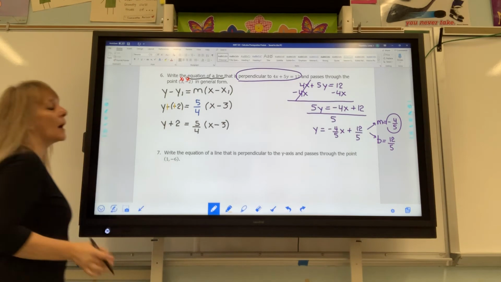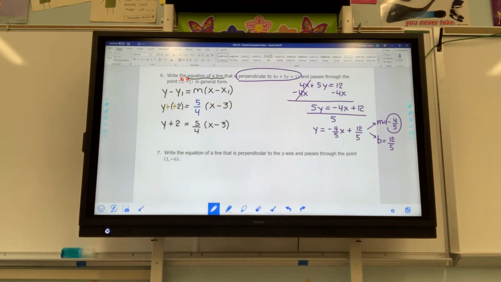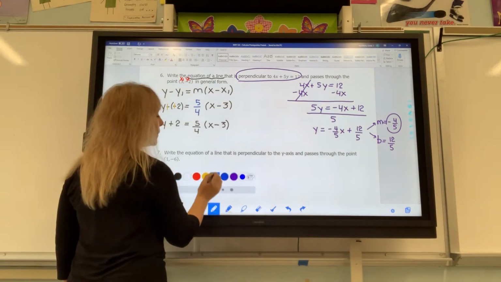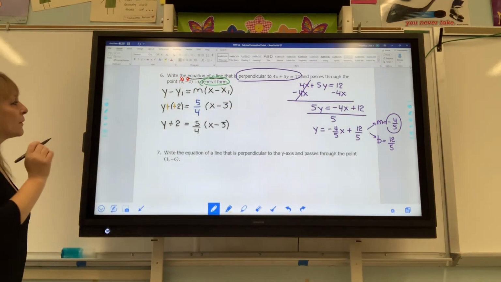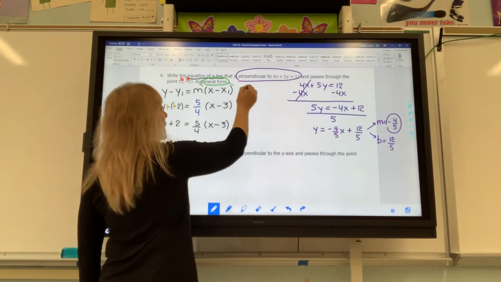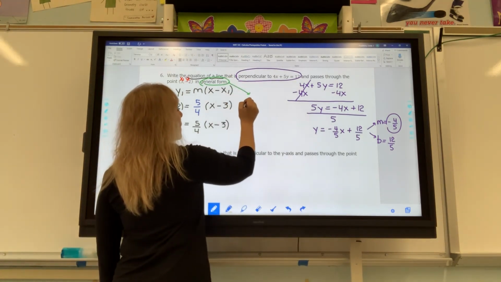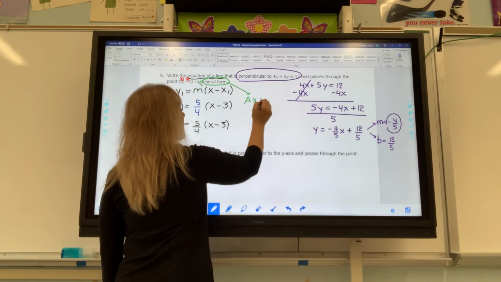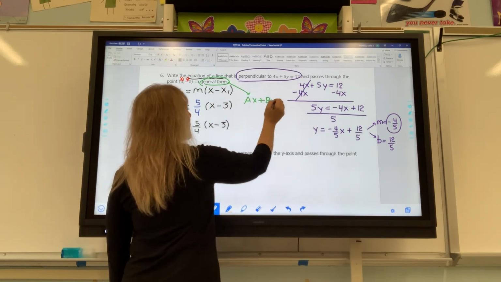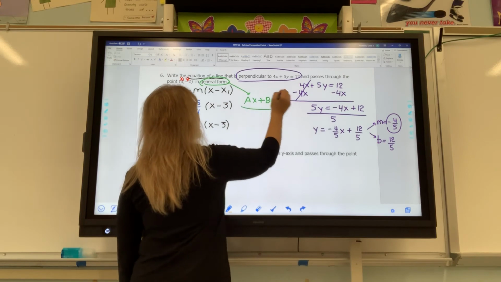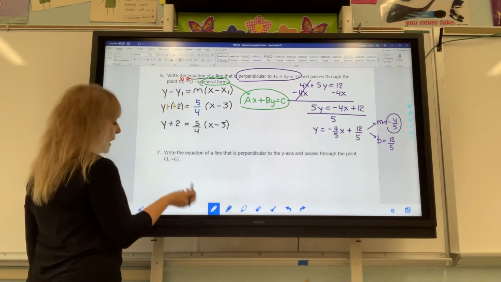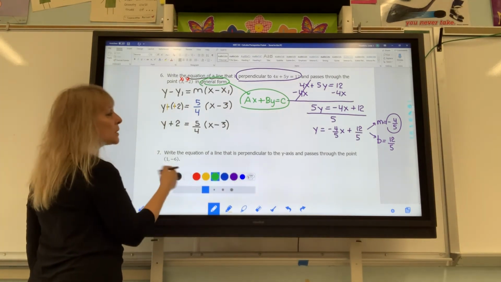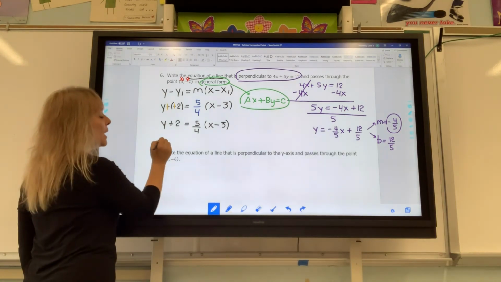But remember, I'm not done reading the question. It says specifically in general form. This is not general form. General form, basically, I'll write it over here where I have space. General form is ax plus by is equal to c. That's general form. You're not allowed to have any decimals or fractions in general form either. So I'm going to start to clean this up. I'll start doing it in green to get to that form.